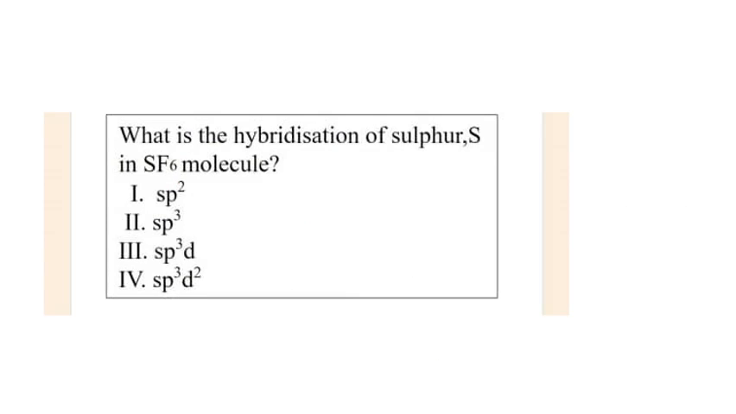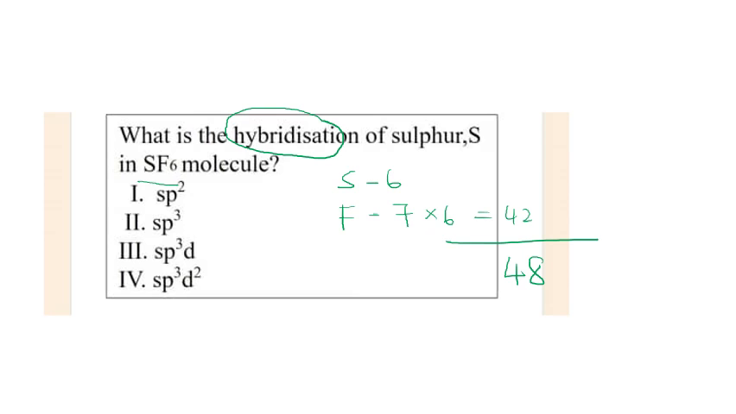Okay, question 16. What is the type of hybridization of sulfur in SF6? As we know, sulfur has 6 valence electrons, fluorine has 7 valence electrons, multiplied by 6. So the total number of valence electrons is 48. Since this is an objective question, I will do a quick check. 48 divided by 8 equals 6.